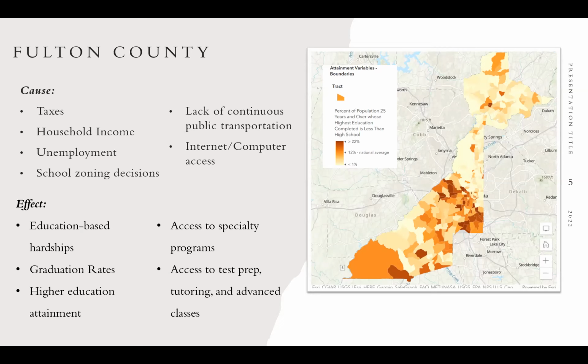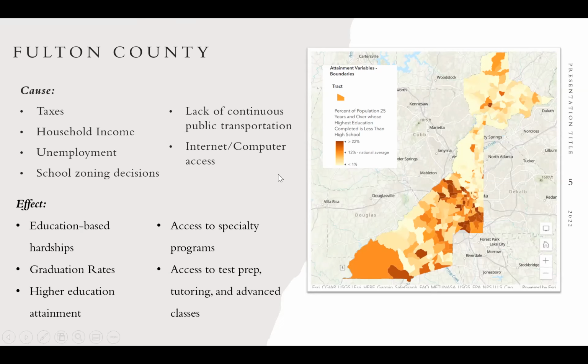The other reason is school zoning decisions. A lot of the school zones that I'm going to look at in Fulton County are very weirdly shaped and cut out sections of neighborhoods that are of minorities and of lower incomes. So I'm going to really be looking at what that does to the education in the area and how that impacts the students.